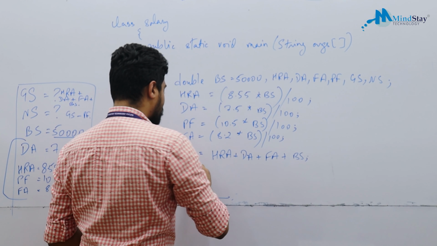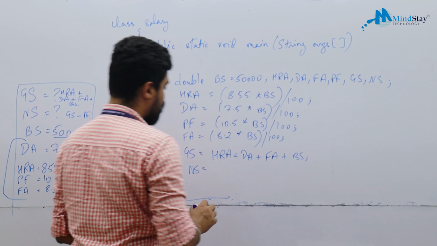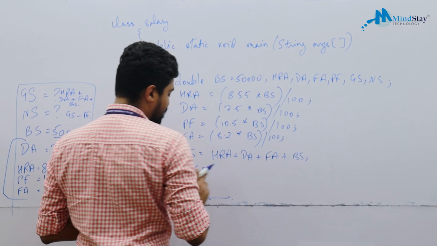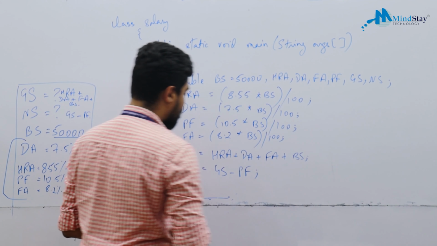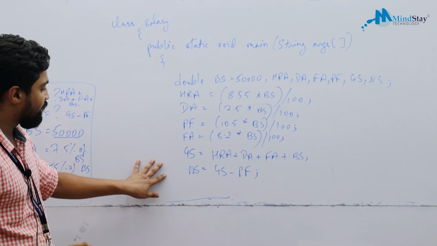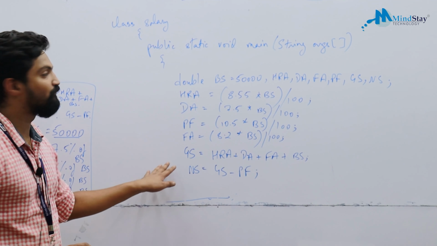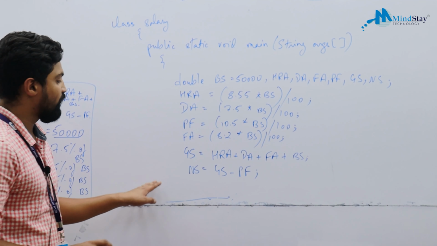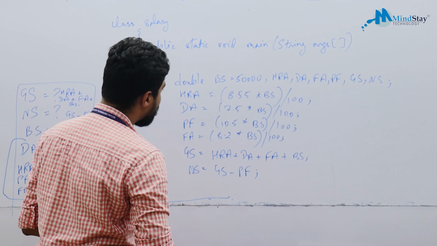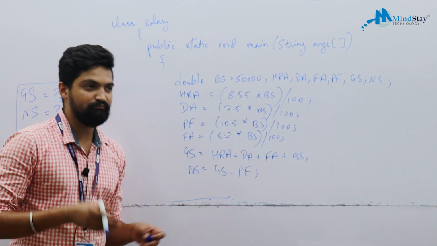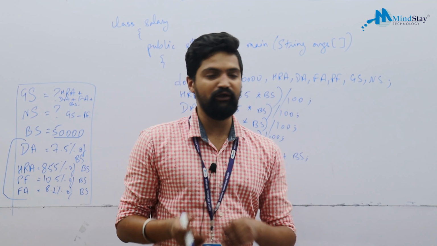Now since I have my gross salary, I can find my net salary. What is my net salary going to be? My net salary will be gross salary minus PF. Correct? So until here, I have got everything, right? Now all you need to do is just write the printing command.